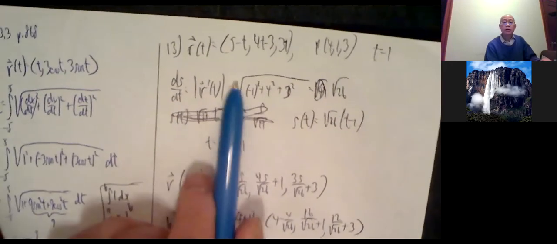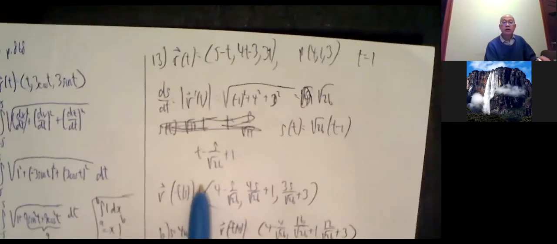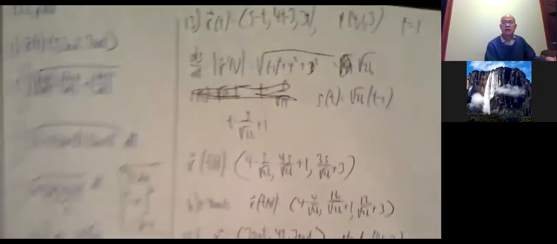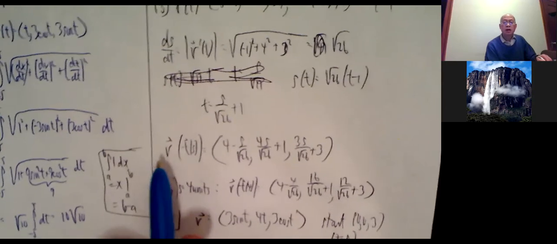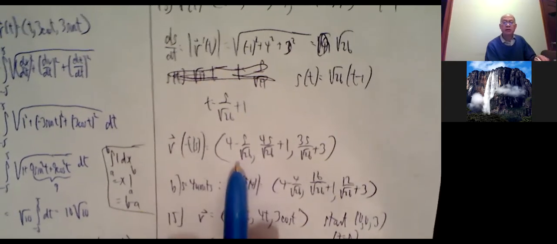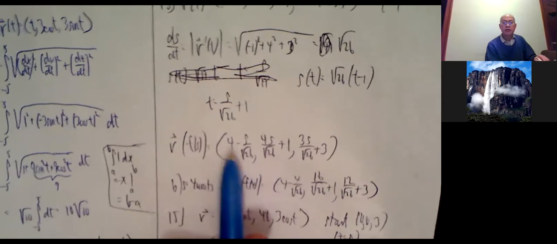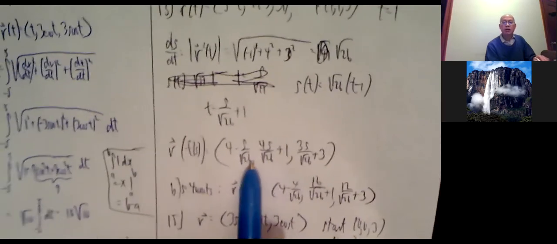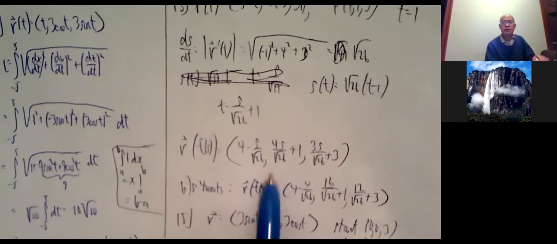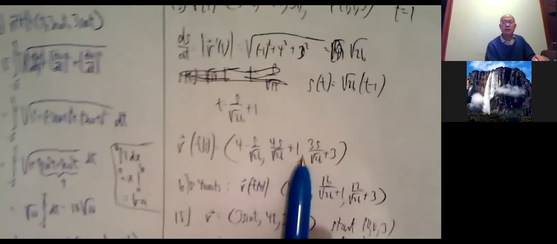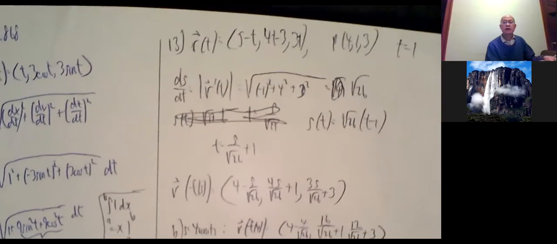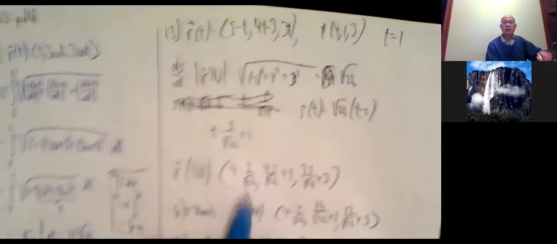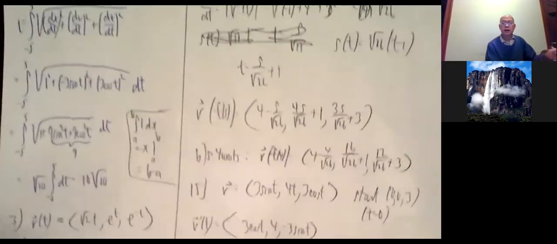So 4, whoops. Okay, so r is 4 minus s over radical 26. That's like 4 minus t, right? 4s over radical 26 plus 1. And 3s over radical 26 plus 3. I'm just plugging in this thing here, here, and here, cleaning up the algebra, and that's what I get.